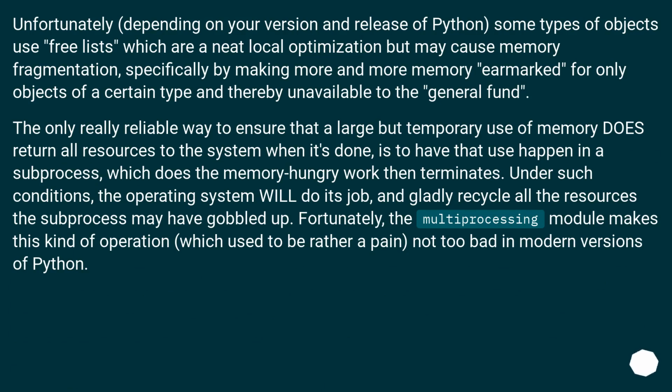The only really reliable way to ensure that a large but temporary use of memory does return all resources to the system when it's done, is to have that use happen in a subprocess, which does the memory-hungry work then terminates. Under such conditions, the operating system will do its job, and gladly recycle all the resources the subprocess may have gobbled up. Fortunately, the multiprocessing module makes this kind of operation, which used to be rather a pain, not too bad in modern versions of Python.